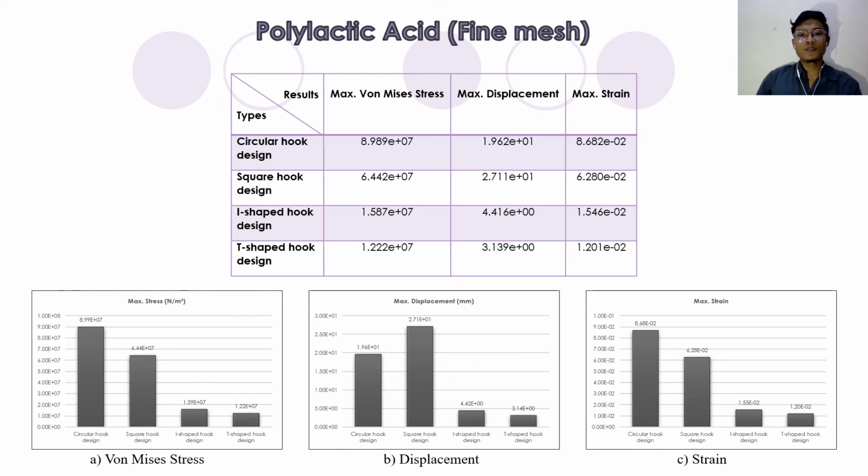The highest displacement was taken at square shape with 27.11 mm, while the lowest displacement is at T shape with 3.139 mm, and the highest strain is circular shape with 8.682 times 10 to the power of negative 2, while the lowest is T shape with 1.20 times 10 to the power of negative 2.